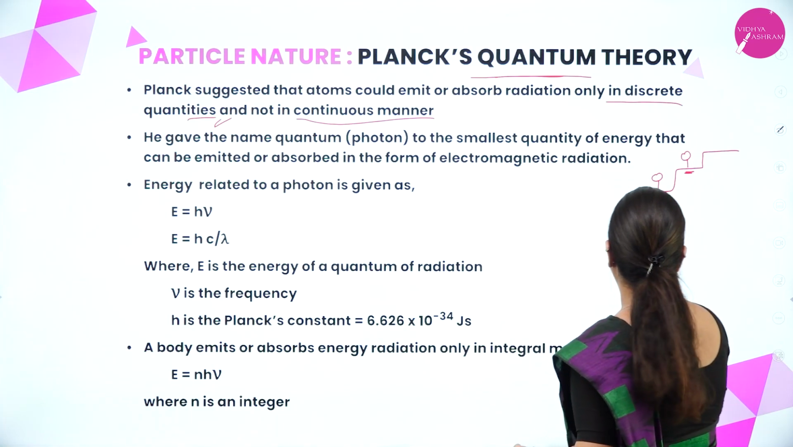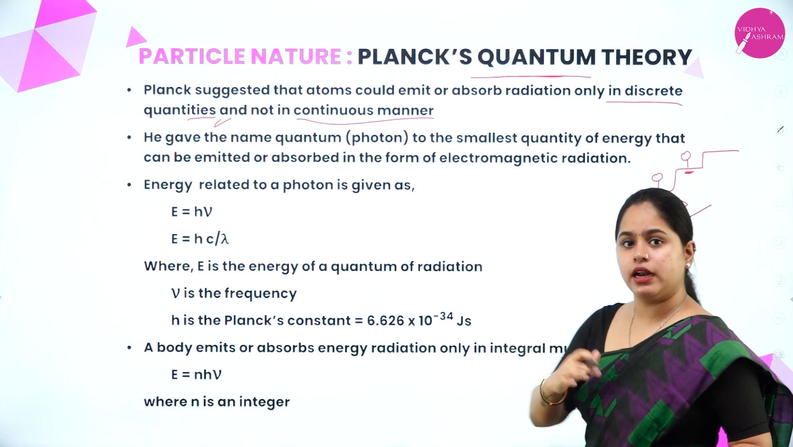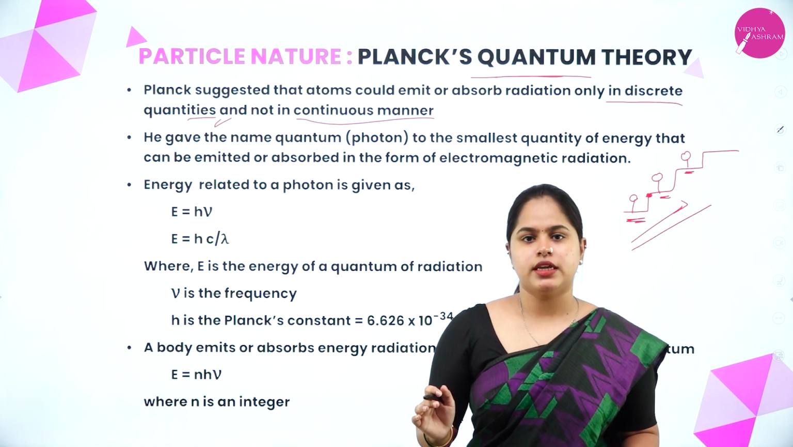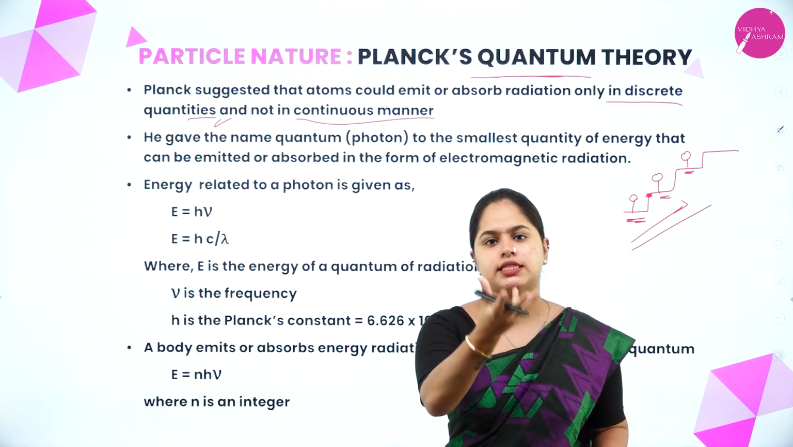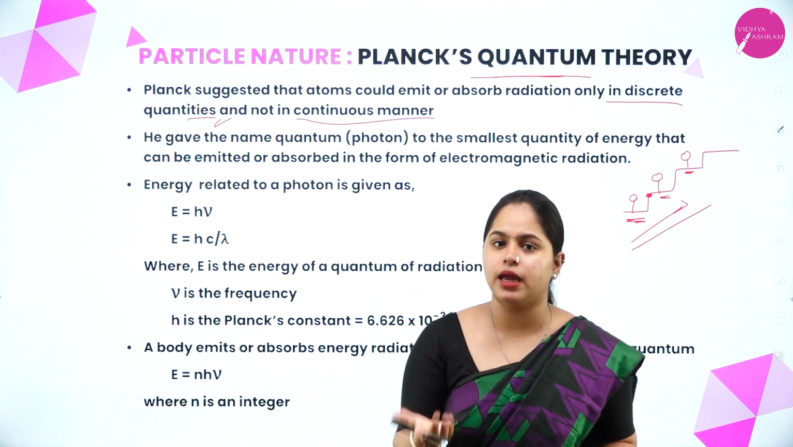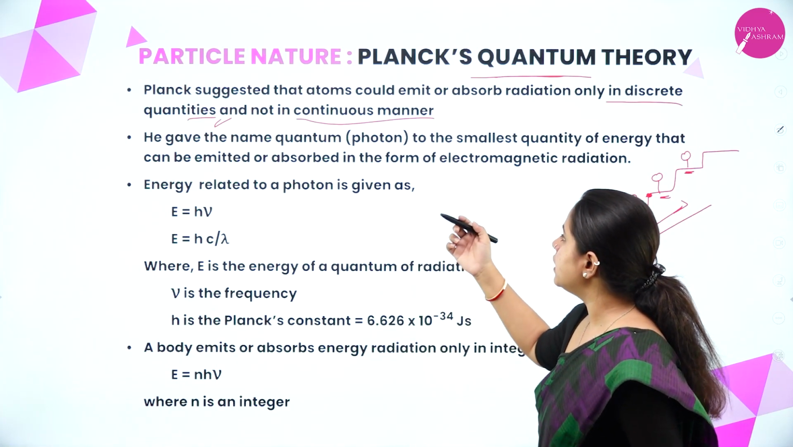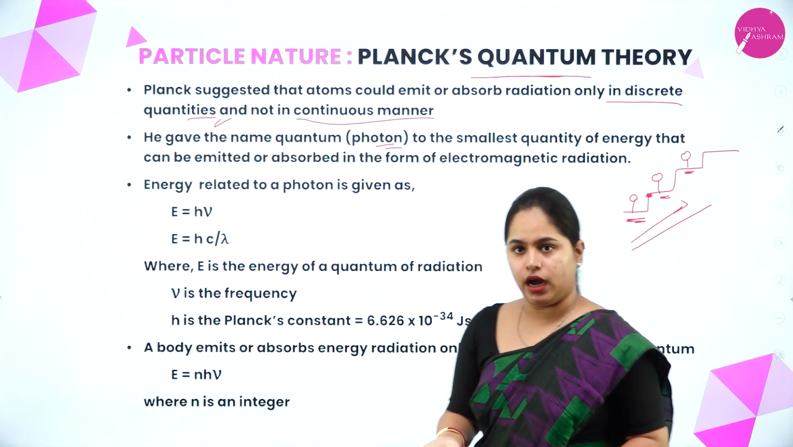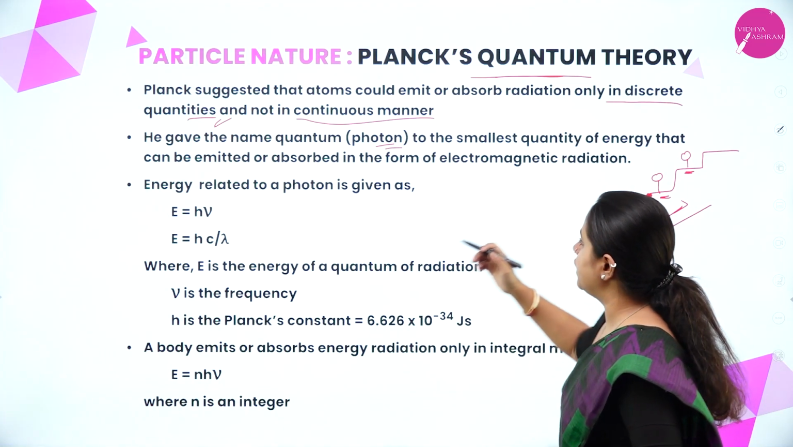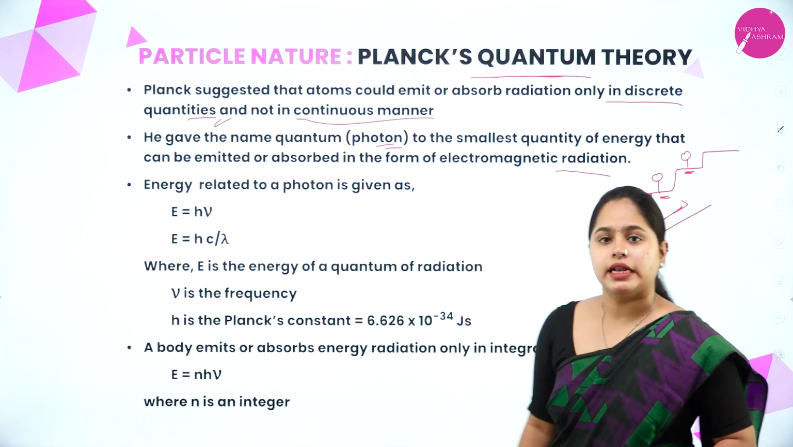But in the case of a ramp, what happens? Directly you can go in here. There are no levels in that case. In the same way, discrete quantities means only a certain amount of quantities it will be able to emit, not continuously. So he gave the name quantum, or you can also name it photon or quanta, to the smallest quantity of energy that can be emitted or absorbed in the form of electromagnetic radiation.